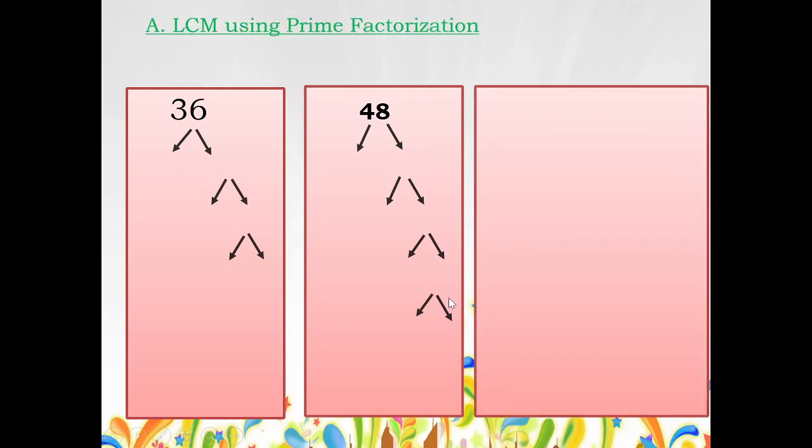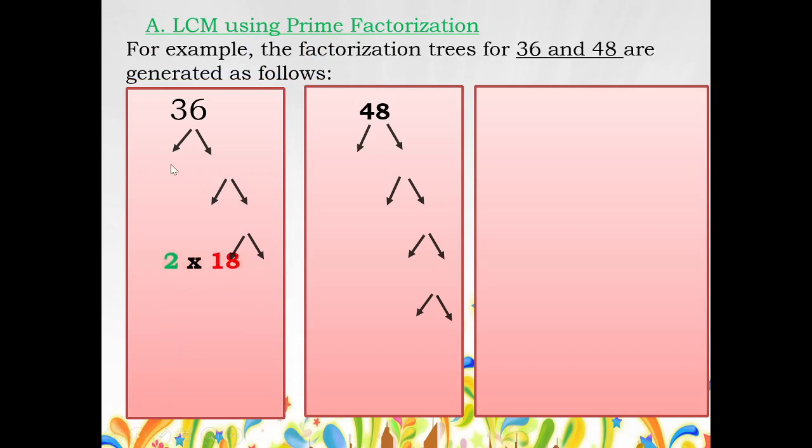So, LCM using prime factorization. Of course, first, we are going to factor 36 and 48 using this factor tree. So, you're going to think of two numbers that you can multiply and the answer is 36. As I said earlier, it's easier to use 2. Divide it by 2 first, or use 2 as one of the numbers. So, 2 times 18. I always use 2 right away so it's easy to divide. So, 2 times 18 is the factor of 36.